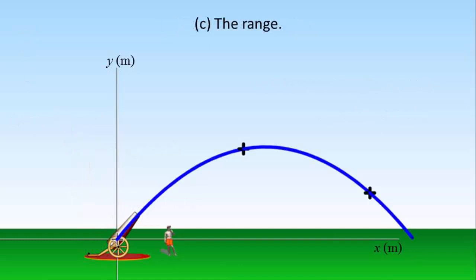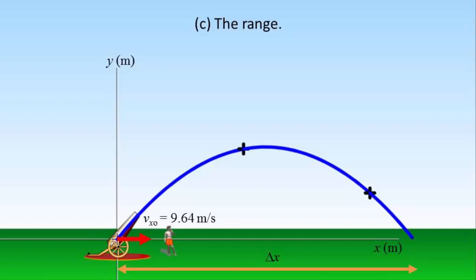Now that we know the total time of motion, we can apply this to the horizontal direction to calculate the range. The range is the total displacement of the projectile along the horizontal direction. So far, what we know about the horizontal direction is the horizontal component of the initial velocity being 9.64 meters per second directed to the right. Let's define this direction as a positive x direction. Gravity only acts in the vertical direction, so there's no acceleration due to gravity along the horizontal.